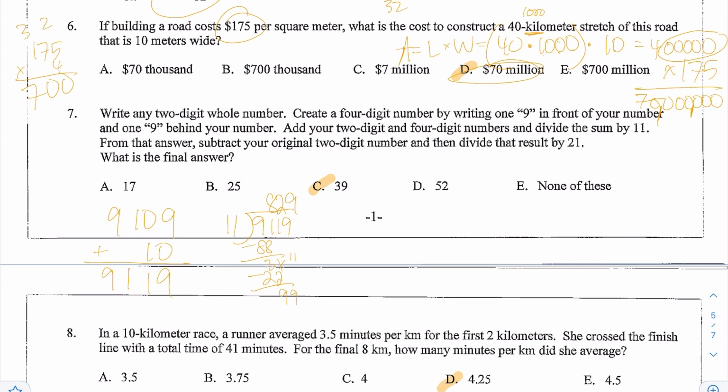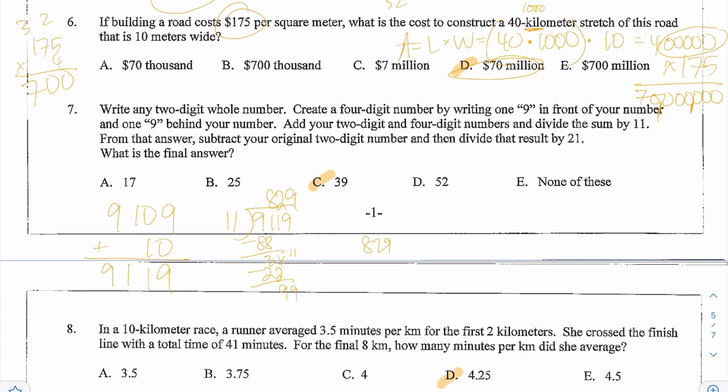All right, so you get 829. And then subtract your original 2-digit number. So it'll be 829 minus the original, which was 10, which is 819, and then divide that by 21. All right, so here 21, you can just estimate, let's say times 9. Right, so the answer will be choice C, 39.